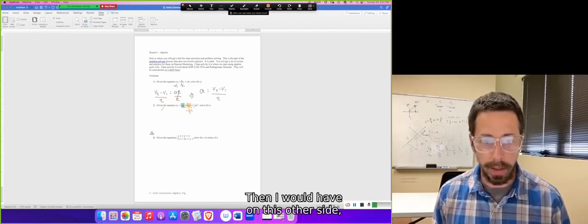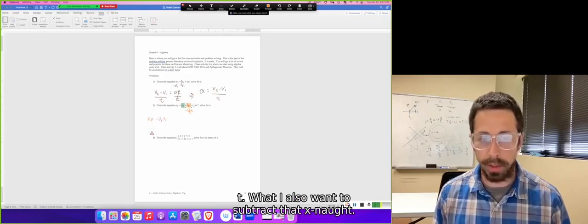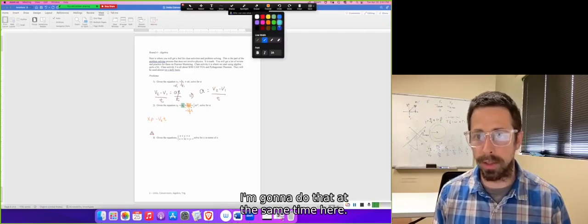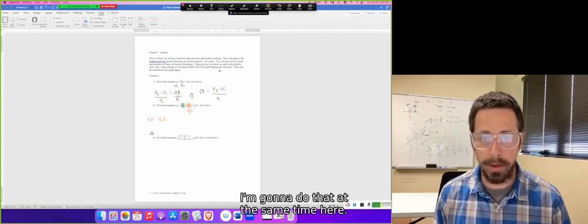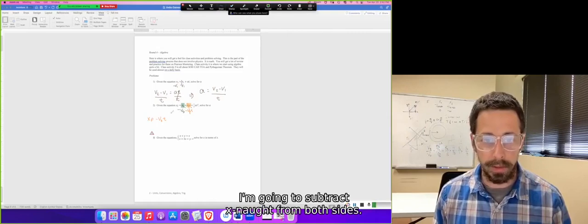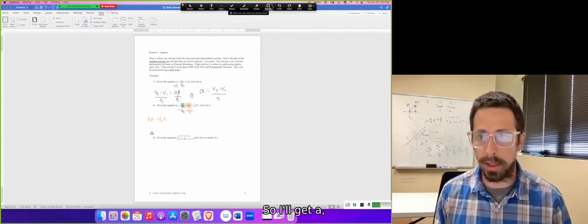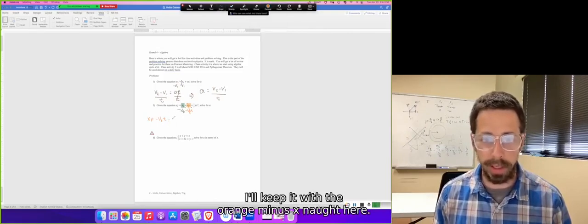And then I would have on this other side xf minus v naught t, but I also want to subtract that x naught. I'm going to do that at the same time here. I'm going to subtract x naught from both sides. So I'll go with A, I'll keep it with the orange, minus x naught here.